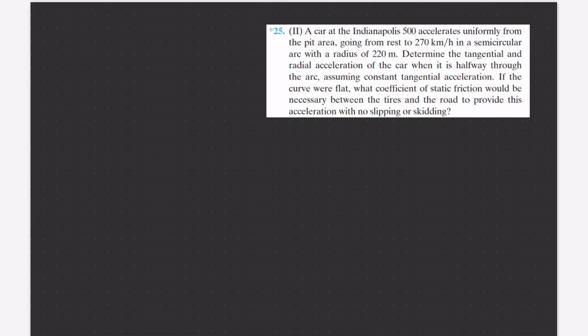A car at the Indianapolis 500 accelerates uniformly from the pit area, going from rest to 270 kilometers per hour in a semicircular arc with a radius of 220 meters. Determine the tangential and the radial acceleration of the car when it is halfway through the arc. Assuming constant tangential acceleration, if the curve were flat, what coefficient of static friction would be necessary between the tires and the road to provide this acceleration with no slipping or skidding?